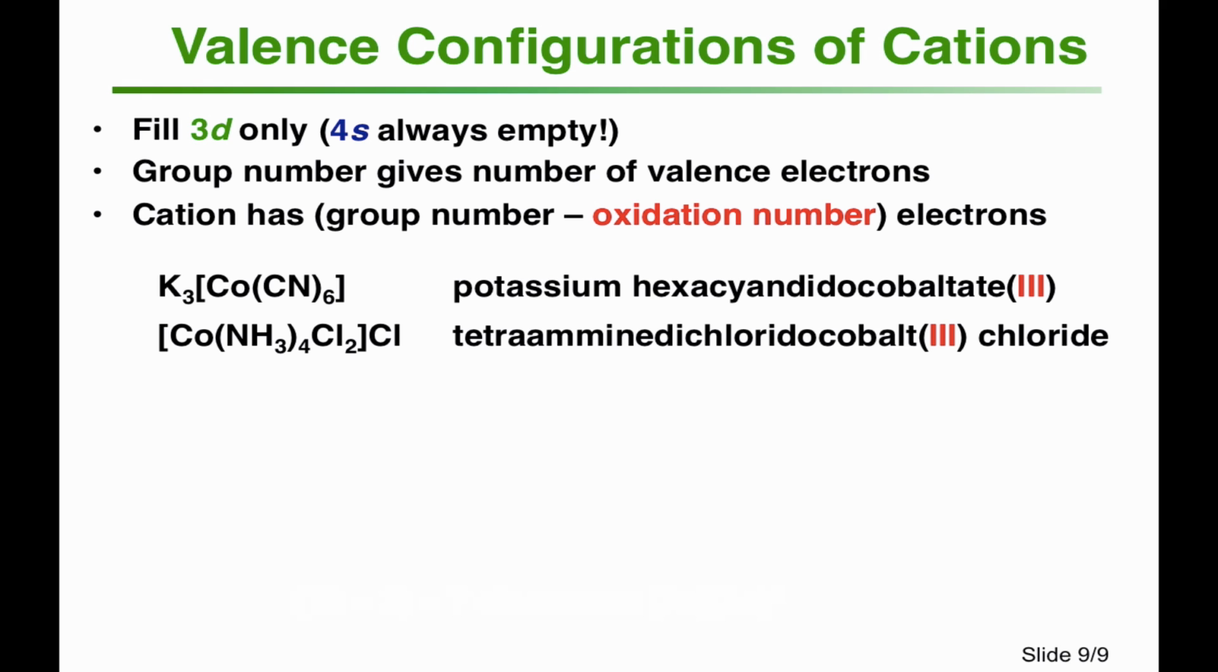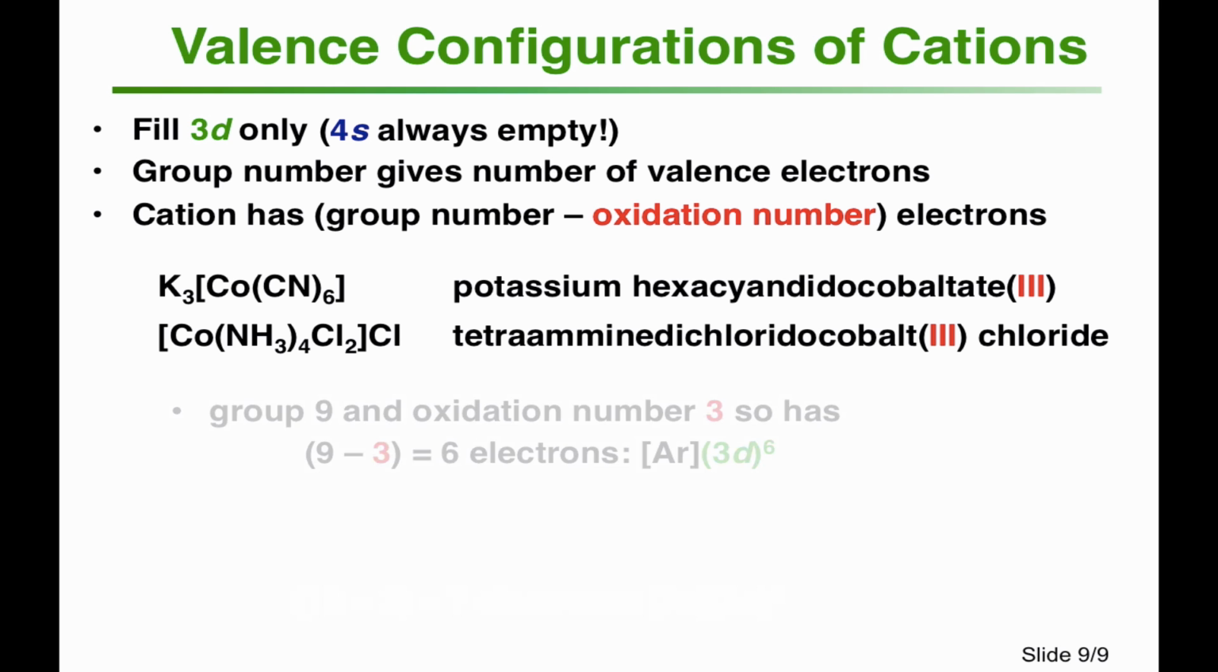So in both these cobalt complexes we met earlier, we have in Roman numerals a 3, telling us the oxidation number of the cobalt was 3. Cobalt's over in group 9. Oxidation number 3 means it's got 6 valence electrons left, in which case the configuration is 3d6.